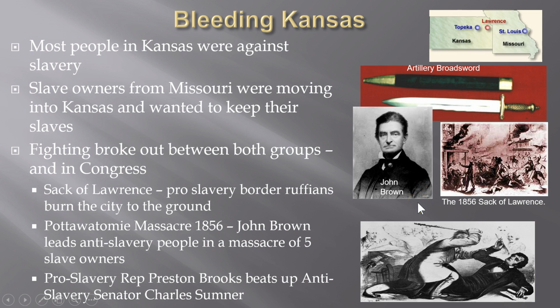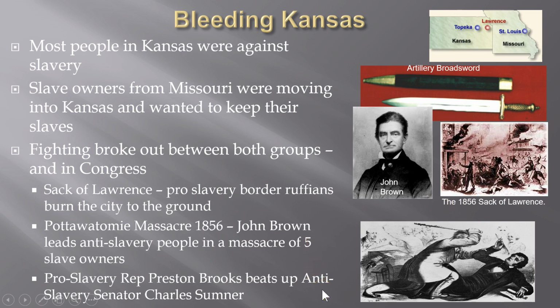So he and some of his followers, including 4 of his sons, are going to sneak out in the middle of the night and engage in what historians have called the Potawatomi Massacre of 1856. They're going to go into the homes of slave owners who live along the Potawatomi Creek. They're going to bring the men out, and in front of their families, they're going to hack them to pieces with artillery broadswords that look like this. Very violent.